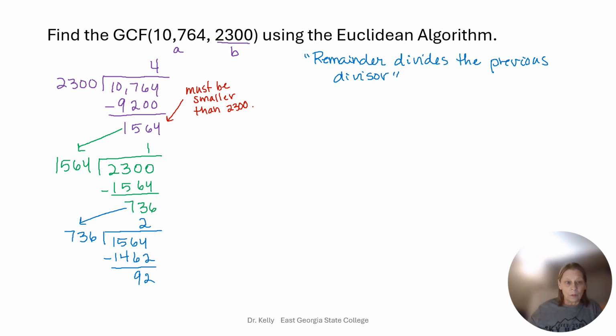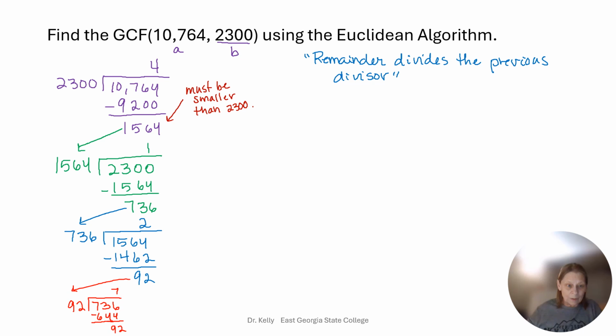And now we're going to do it again. 92 divides into 736. 92 goes into 736 7 times. That is 644. Do that subtraction. Hopefully I can get it to fit right here. That leaves us with a 92. And now we've got one more.